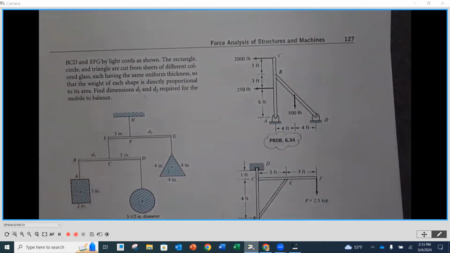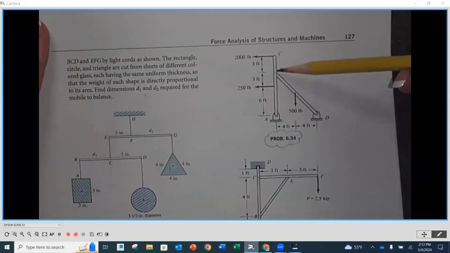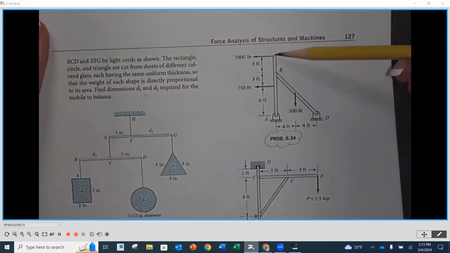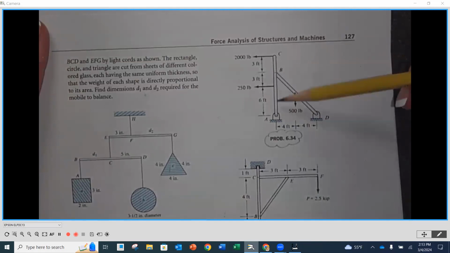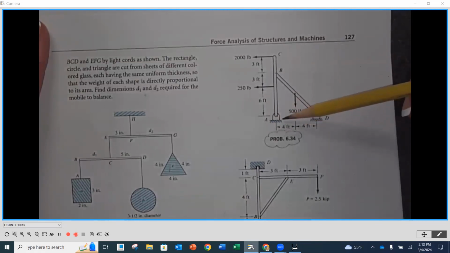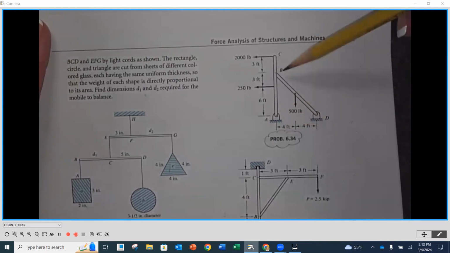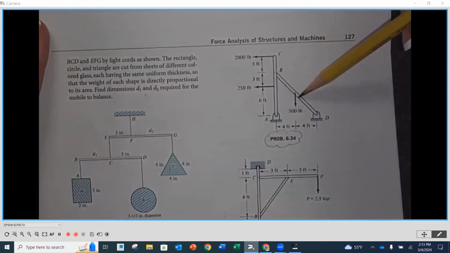As we can see here, we have a continuous member going from C through B down to A. This is going to be a reaction at a pin support. The other member that we have is going to start at B and go all the way down to D, which is also going to be another reaction at a pin support.